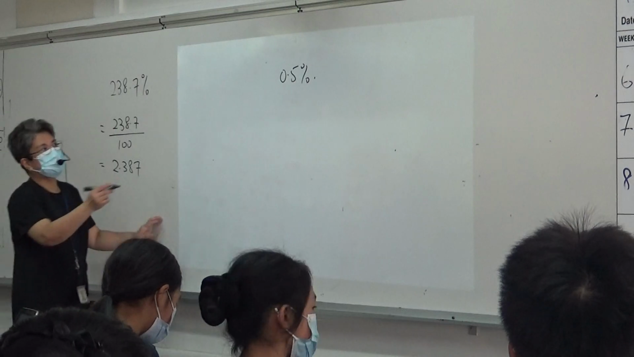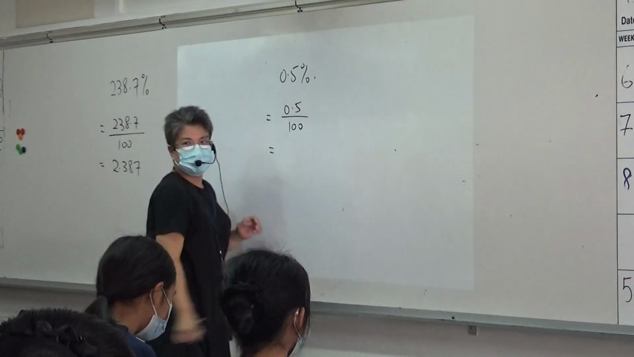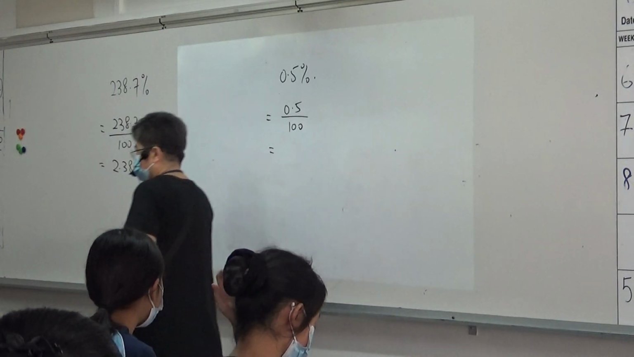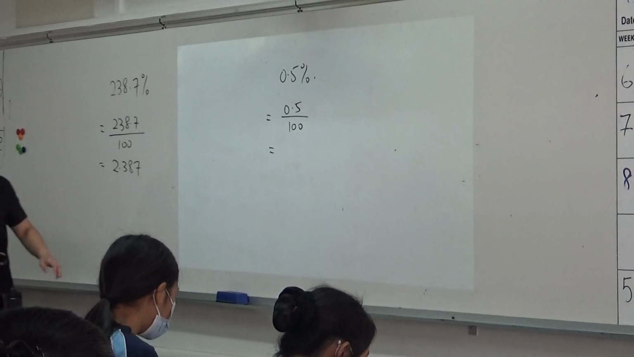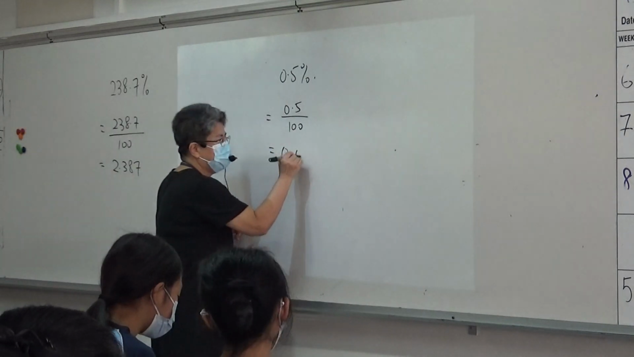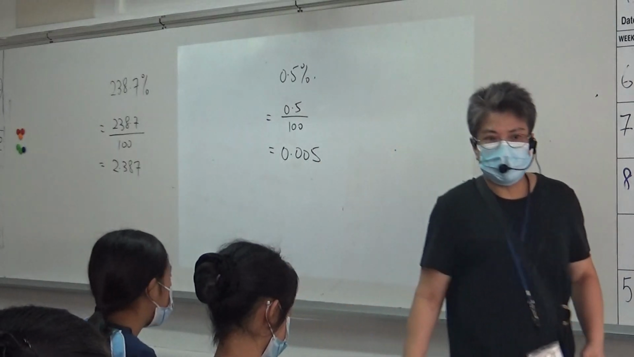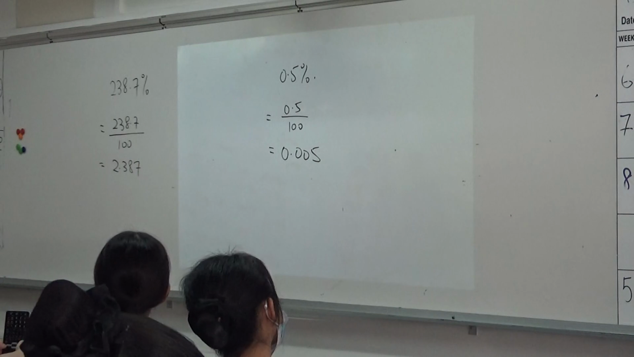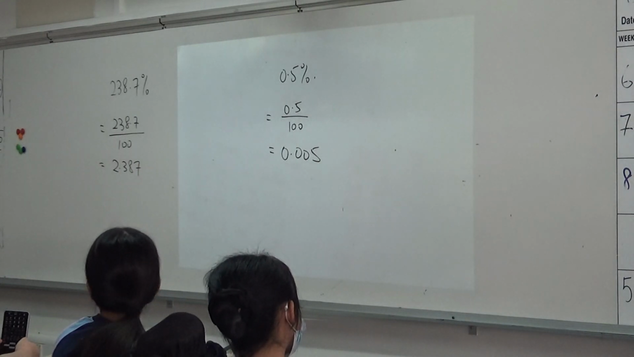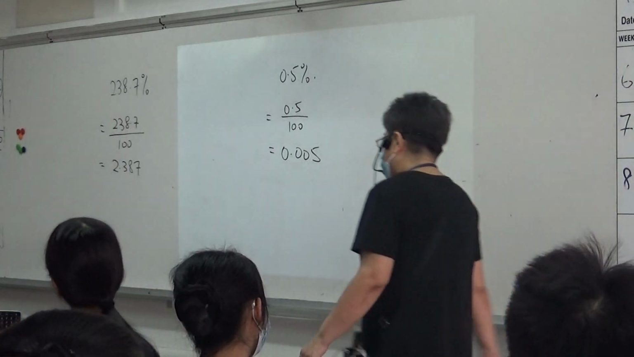Okay. How about this? 0.5 over 100. So simplify into decimal: 0.005. Now, can you see all this conversion in the exam? You must get full marks because your calculator can help you. Is that clear? Yes? Okay.